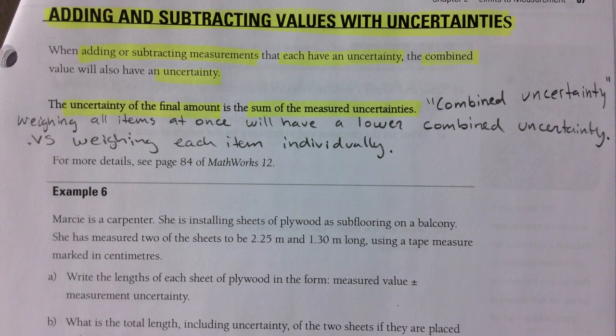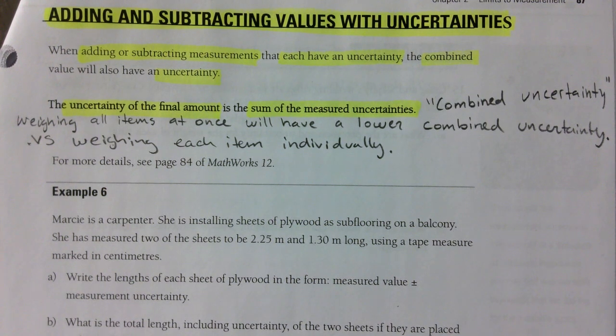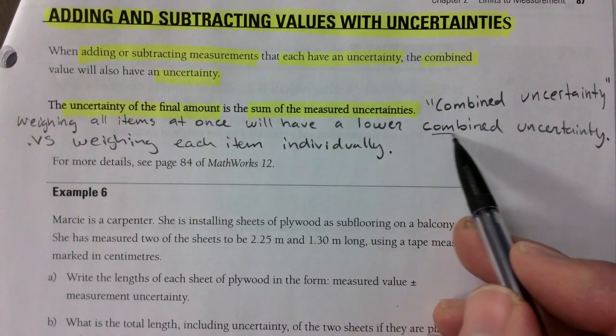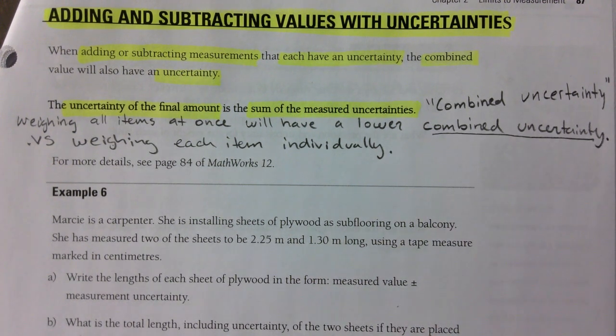So if you had a choice of weighing the whole thing just at once, like the whole pallet, or taking each item individually and weighing it, you would have a greater combined uncertainty because it keeps on combining, right? The uncertainty keeps on adding up the more packages you put on that pile. So you would want to just try to weigh them all at once, okay?